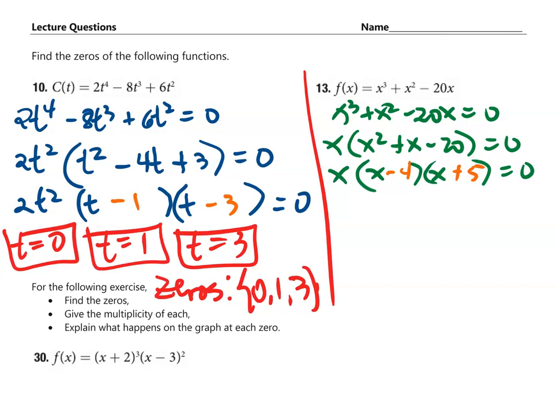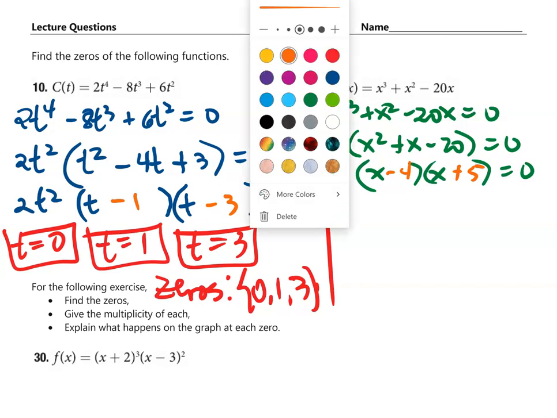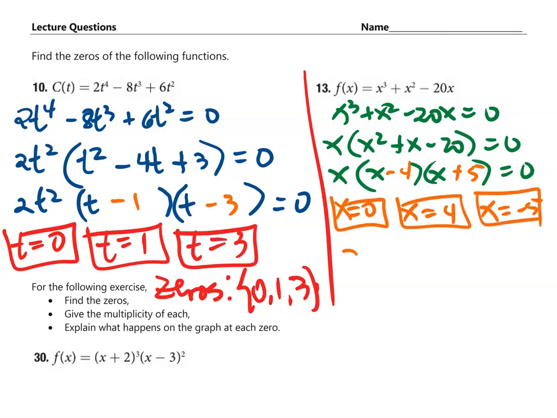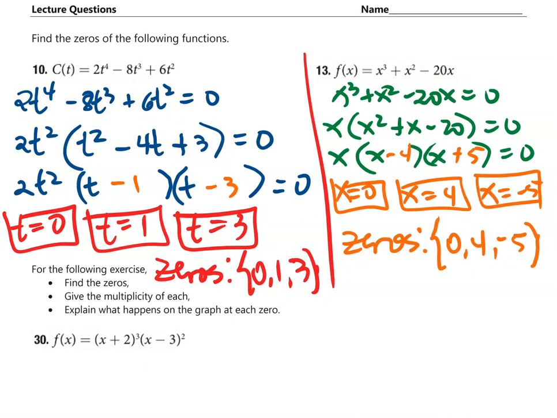So these are all the factors. There are 3 factors, and you can set each to 0. So x is equal to 0. x minus 4, that is x is equal to 4. x plus 5 is going to be x equals negative 5. So the zeros for number 13 are 0, 4, and negative 5. Okay, please practice your factoring.